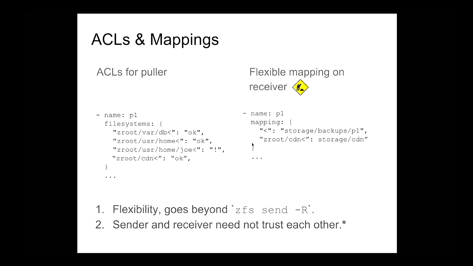But if you need some special treatment, for example, for the CDN, which should be mapped somewhere differently, so it is in the web server's home directory or whatever, then you can also specify this here. And this is a little bit more flexible than what you can get with zfs send -r, and it's kind of a no-brainer feature that you need to implement.